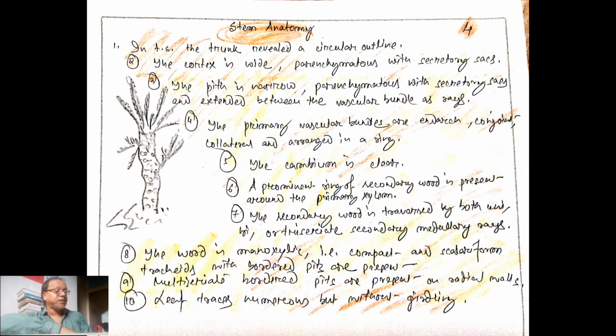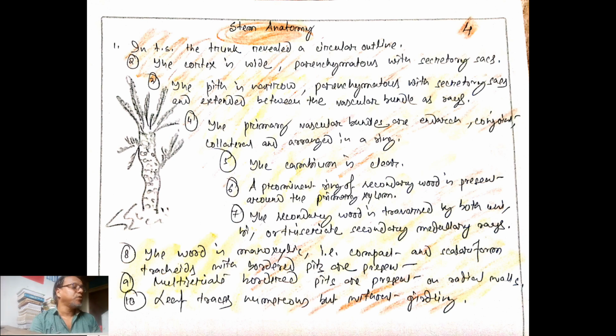The secondary wood is traversed by both uni, bi or triseriate secondary medullary rays. The wood is monoxylic, that is compact, and scalariform tracheids with border pits are present. Multiserrate border pits are present on radial walls. Leaf traces numerous but without any girdle.